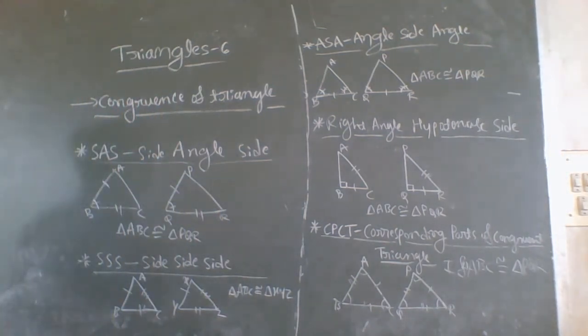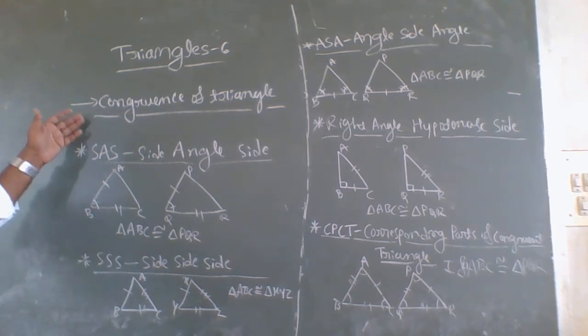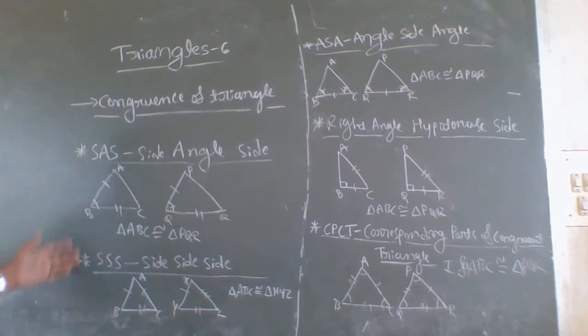Like this only, I think you studied this in 9th class, congruency of triangles. So these are the different properties which are very useful when two triangles are given and we have to prove those triangles as congruent.